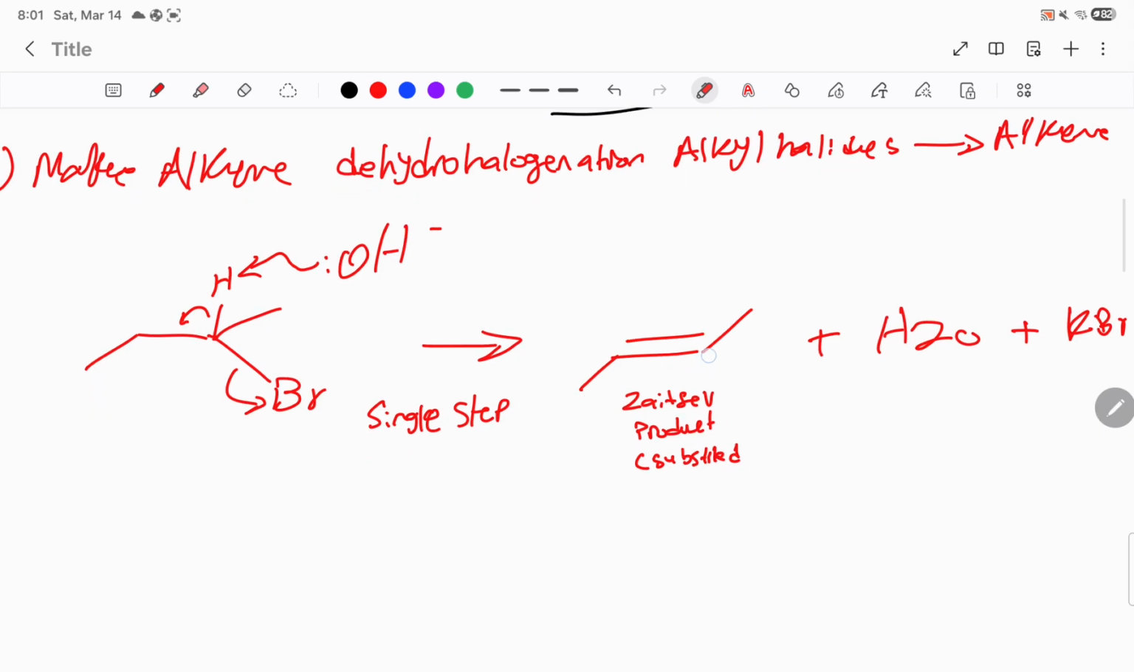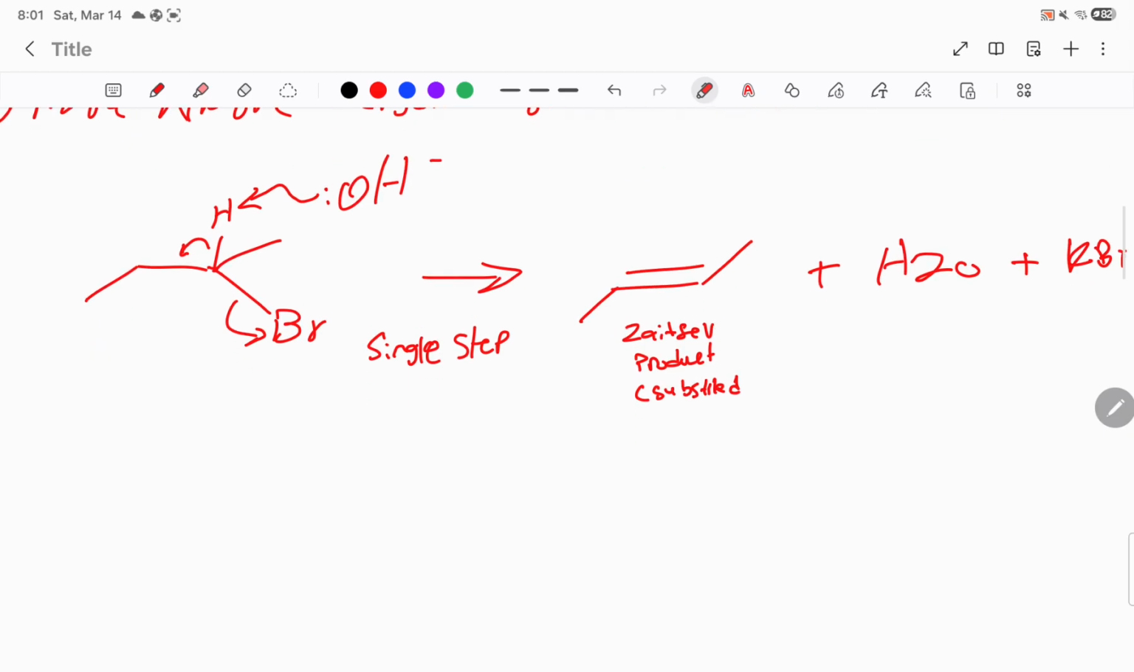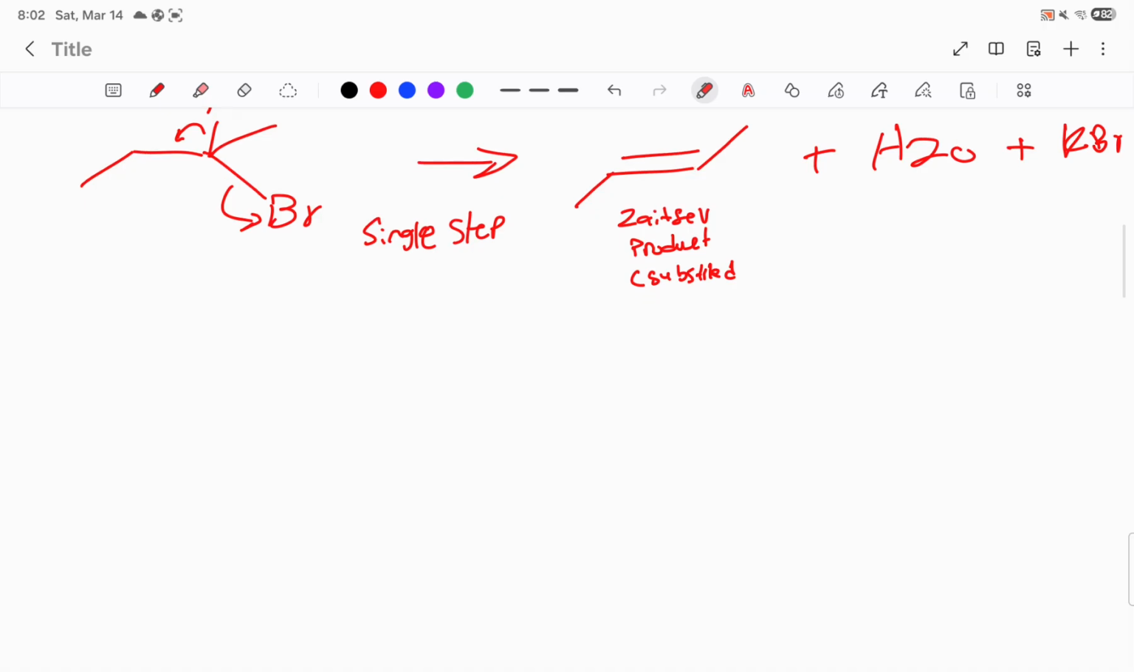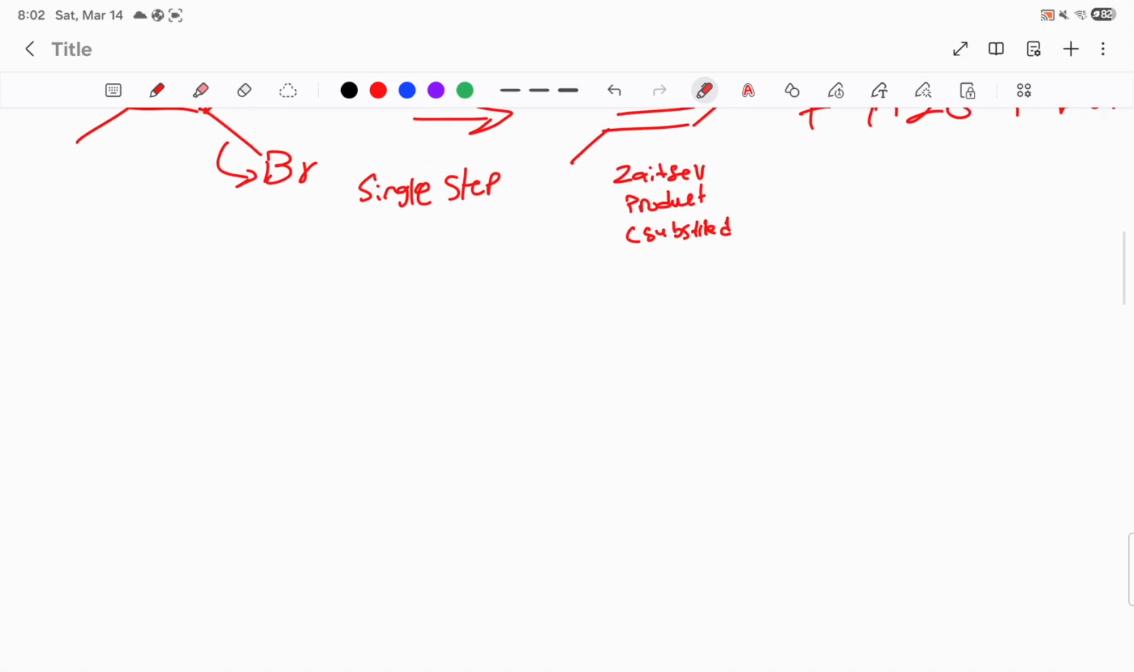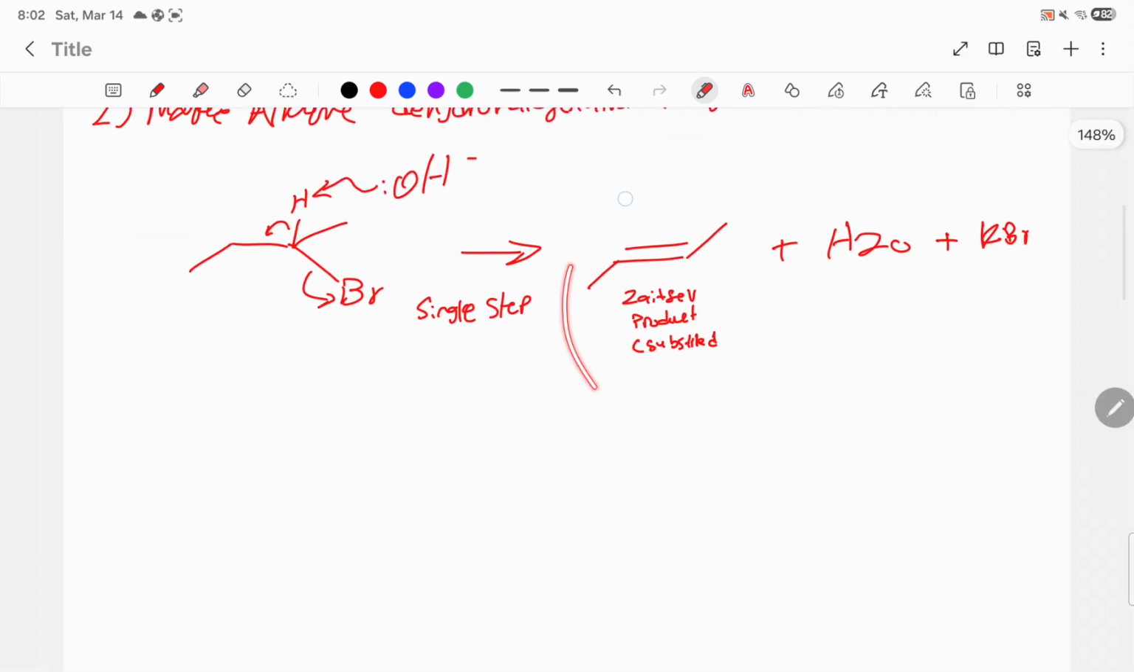Anyways, the conditions, like we said, it's usually performed in an ethanol solvent or any other kind of polar protic solvent, and moderate heating may be required. We talked about the fact that it's regioselective, right? It gives you the Zaitsev product.